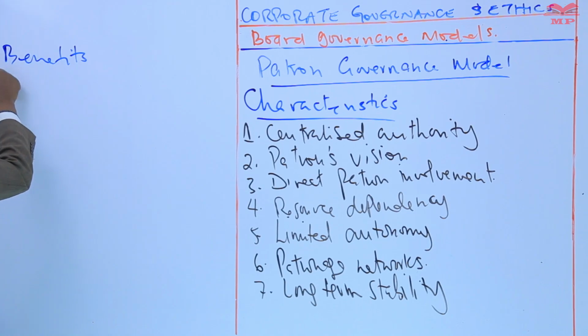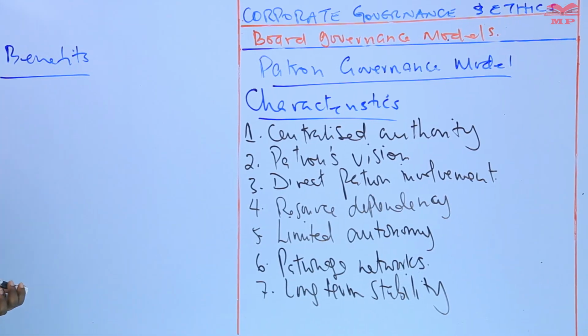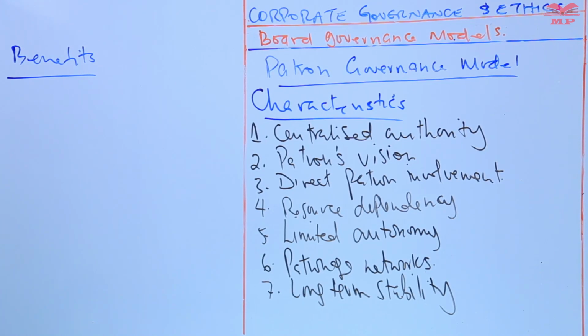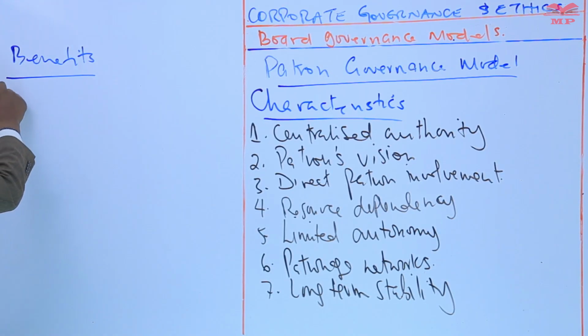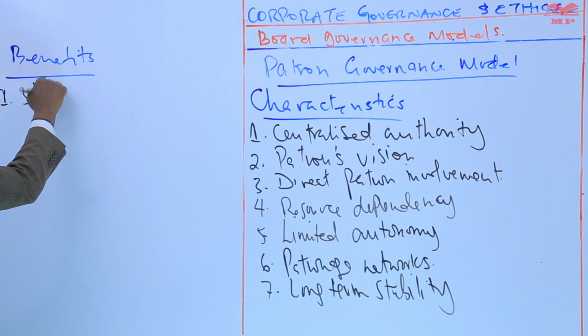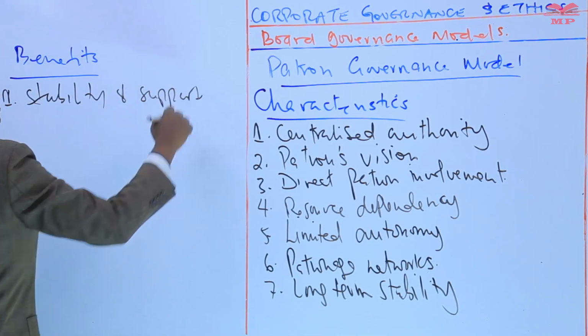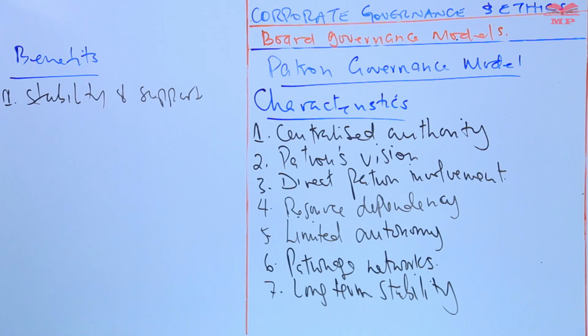Let us put down the benefits of patron governance model. What are the benefits? Now, the benefits can be drawn from the characteristics, the first one being stability and support. How is stability and support a benefit? The patron provides stability and support to the organization, offering financial resources, expertise, networks, and other forms of assistance that can help the organization to thrive.